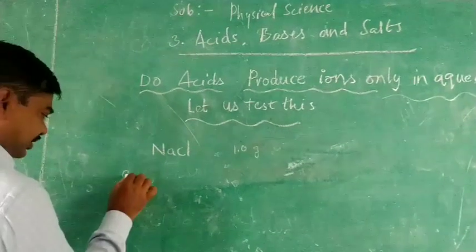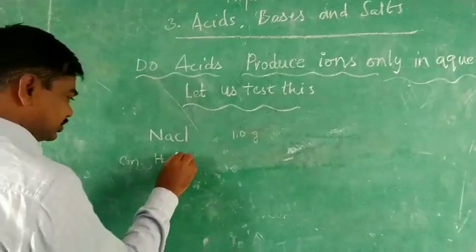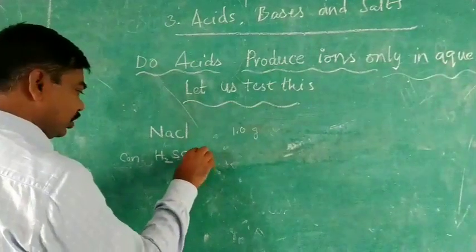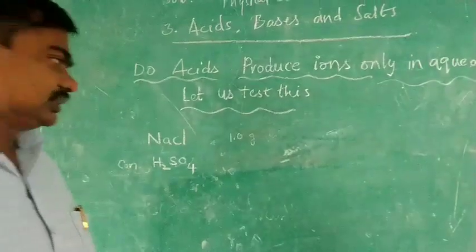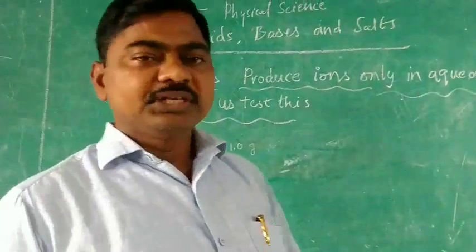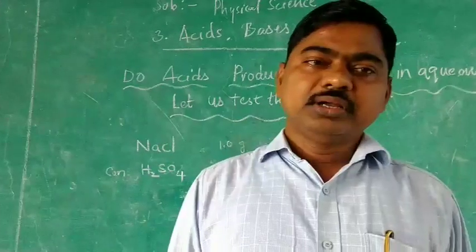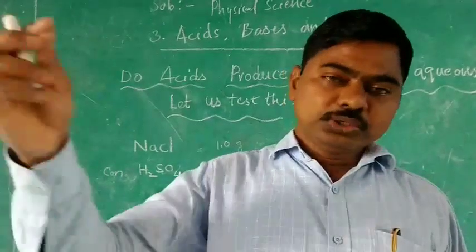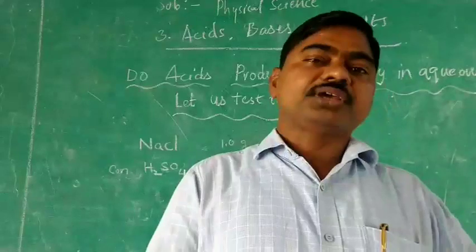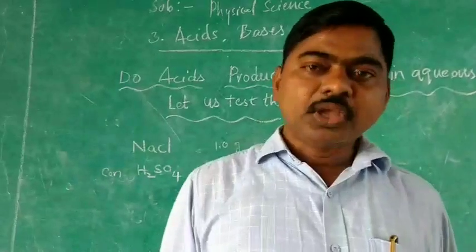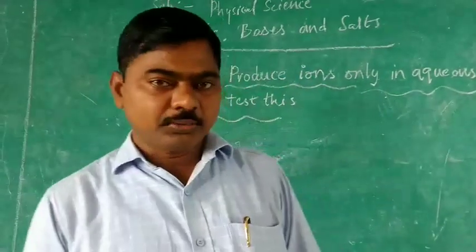Concentrated sulfuric acid, H2SO4. Take the concentrated sulfuric acid and add it to the dry test tube in which you have taken 1 gram of sodium chloride. You pour it in with a lot of care. What will happen? Observe keenly the reaction that is going to take place.